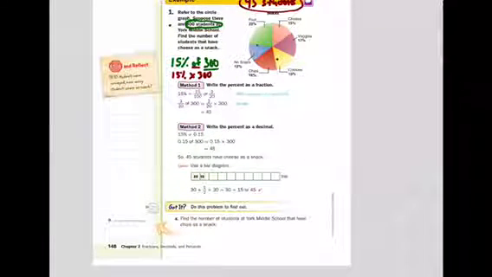Now, going on down to problem A. You're going to try this one here. It says, find the number of students at York Middle School that have chips as a snack. Now, this one you're going to pause the video and do on your own, and then play it to see if you are right. Remember, I want you to write the problem out, the percent of the number, and then you can use your calculator to figure it out and make sure you label your answer like I labeled mine, students. So pause your video and try this problem on your own now. Go.